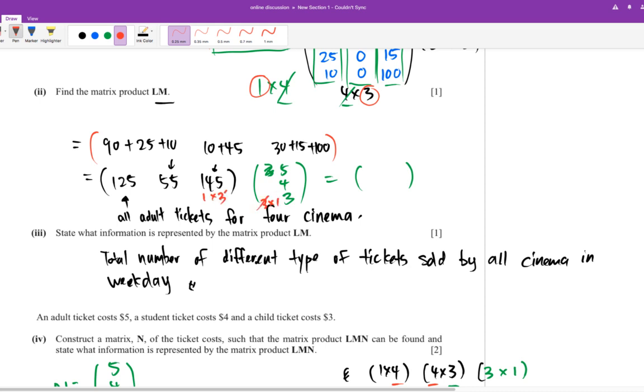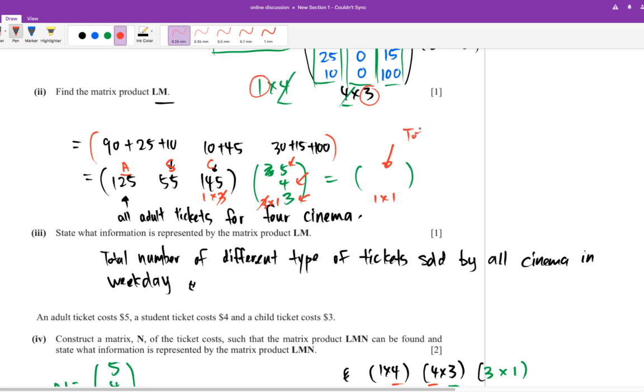So you simplify the 3, your final answer is 1 times 1. So 1 times 1 means what? You realize this is adult, this is student, this is children. So you see adult, they are multiplied with the price of adult. Student will multiply with price of student, and children will multiply with price of children, and then you will get one final answer. So what is the meaning of this final answer?